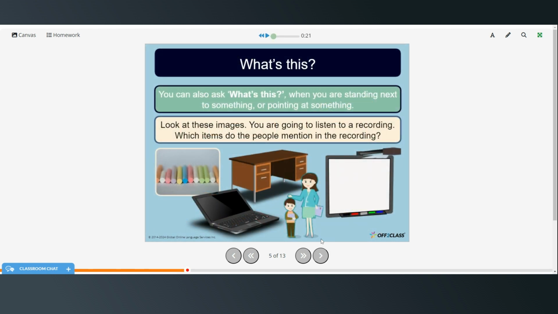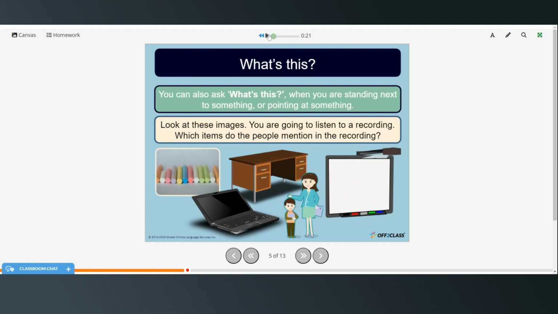Right, you could also ask what's this when you're standing next to something or pointing at something. So we're going to look at these images and then you're going to listen to your recording. So which of these items do you hear in the recording?